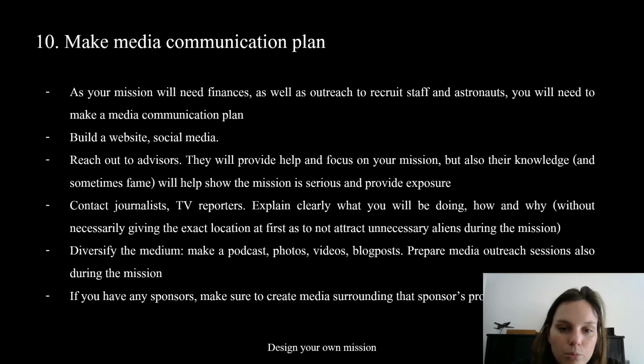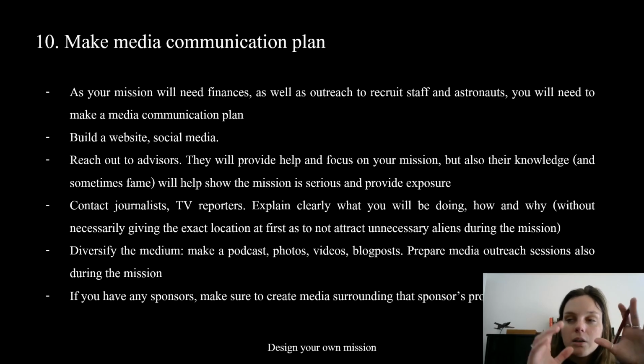Then you make your media communication plan, okay? So you will need outreach for both the recruitment of staff and astronauts. You're going to need to recruit your astronauts. You're not going to just pick from your friends, or hopefully not. So you're going to have to start talking about this, and you need to make this kind of communication plan, as in when, how, on what.